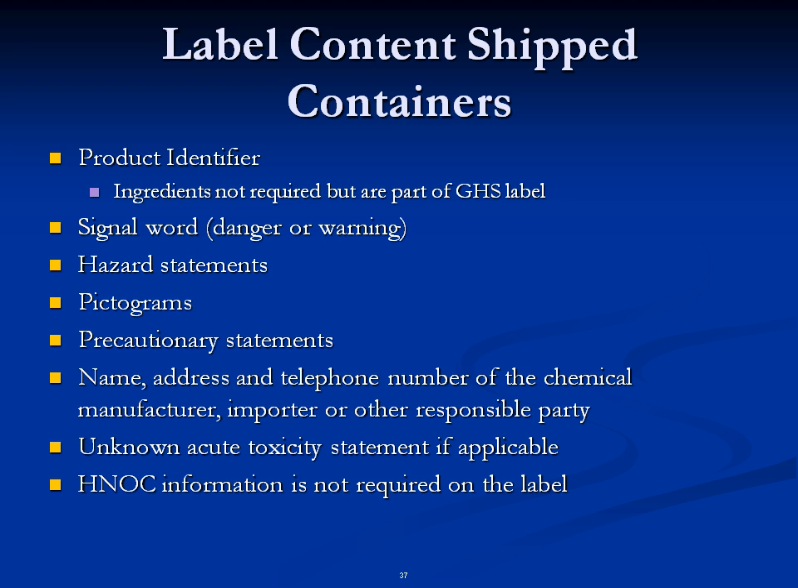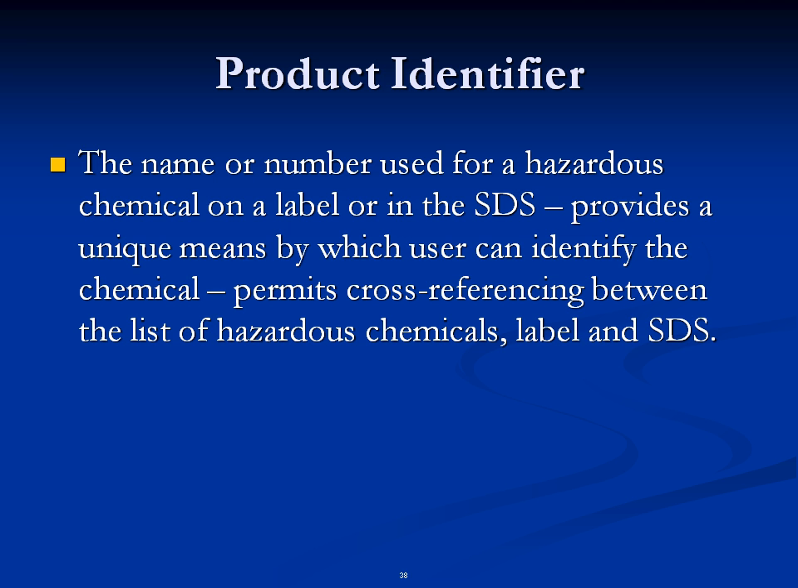You will have to include an unknown acute toxicity statement if you have ingredients of unknown acute toxicity that are considered relevant for that classification. But there is no requirement for information about hazards not otherwise classified. That just goes on the MSDS or the safety data sheet, not on the label. So the product identifier, as I mentioned, is any name or whatever you choose to call your product, as long as it allows for cross-referencing between the list of hazardous chemicals, the label, and the safety data sheet.